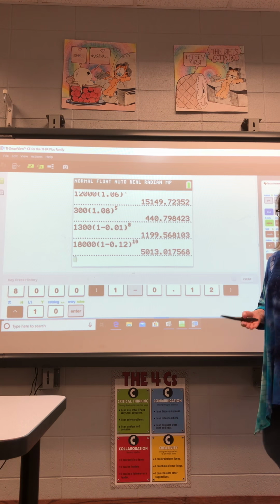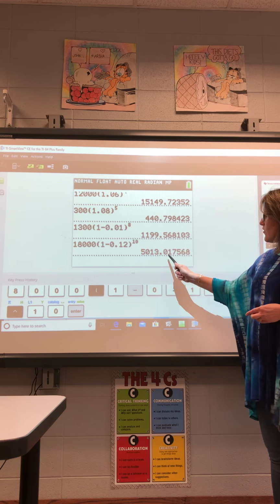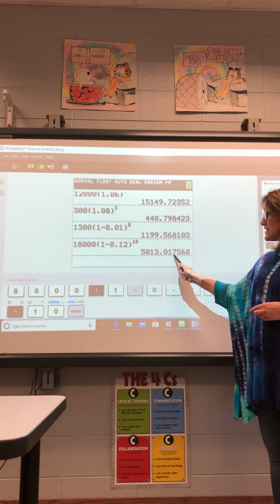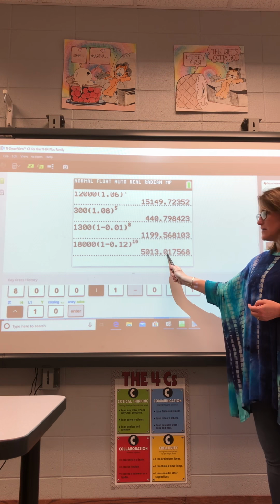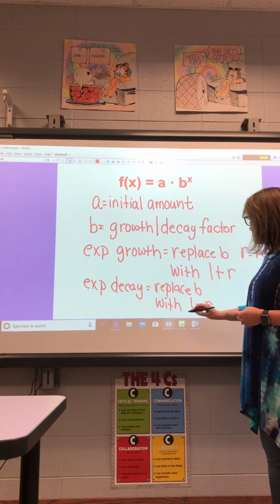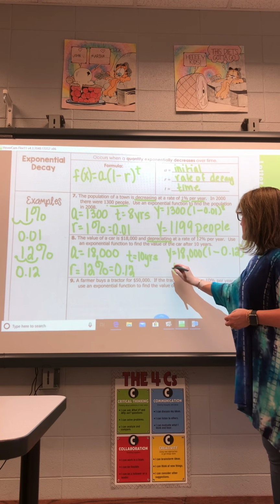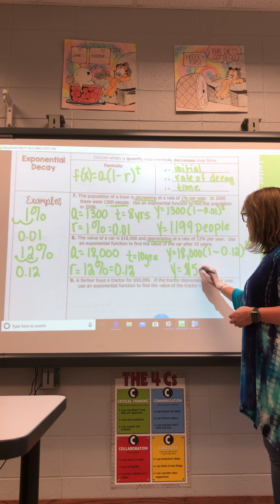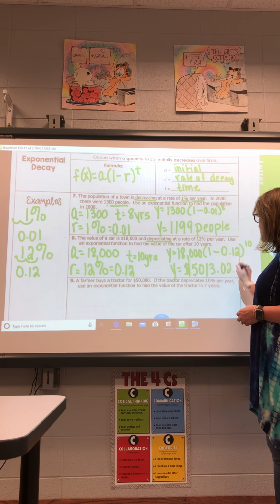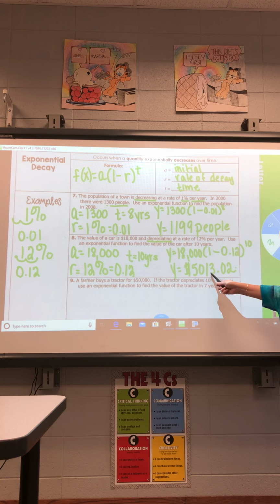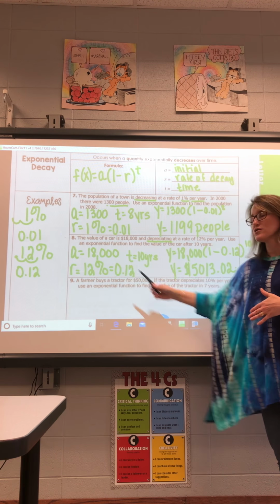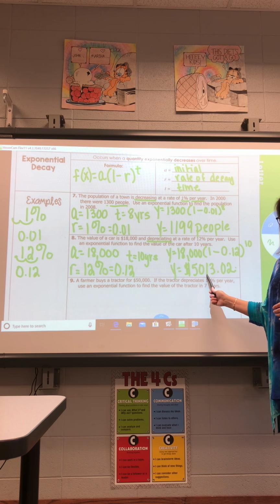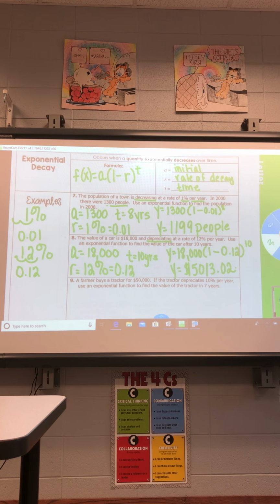Now this is money. We're talking about money. It's okay to round money. So let's go out to 2 decimal places and you'll see that this 7 will round the 1 up to a 2. So $5,013.02. Okay, so our car started off at $18,000. After 10 years, it's now worth $5,013.02.